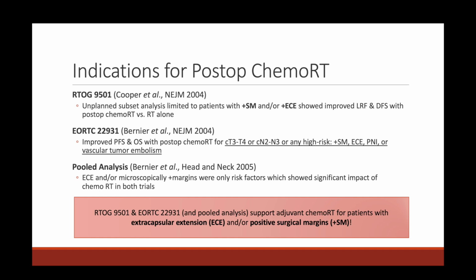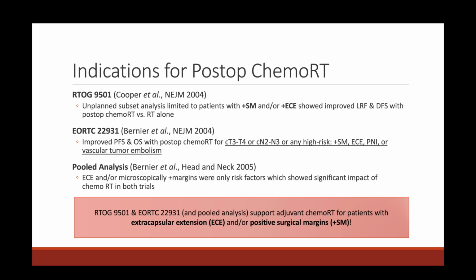And EORTC 22931 actually saw improved PFS and overall survival with post-op chemoradiation for a host of different risk factors, including clinical T3 to T4 disease, N2 to N3 disease, and any high-risk factors such as positive surgical margin, ECE, PNI, or vascular tumor embolism.